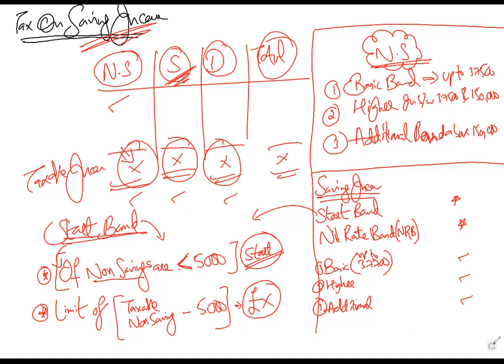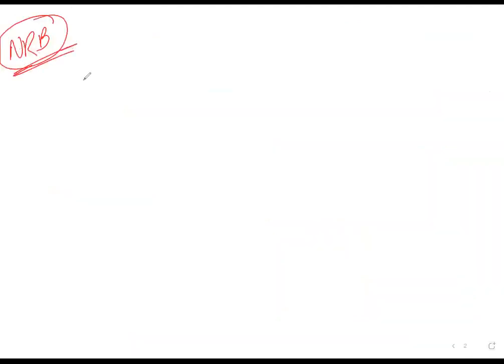The next one is nil rate band. Nil rate band will arise always if we have savings income. There is no other condition for nil rate band. Nil rate band will arise if you have savings income. But what will be the limit of nil rate band?